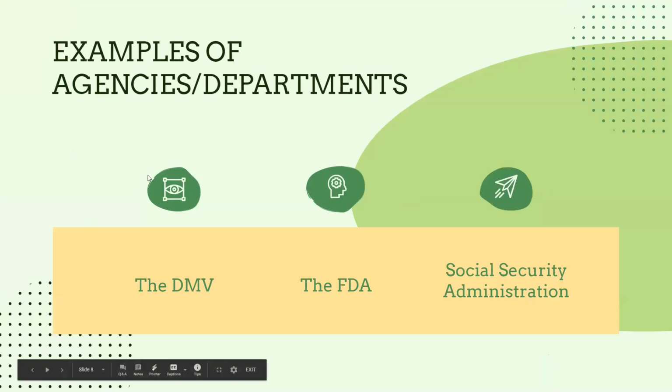So these are different examples of agencies and departments. So we have the DMV, which is the Department of Motor Vehicles. And what we said before about task specialization, the DMV specializes in cars and motorized vehicles. And they execute legislation about cars and stuff.